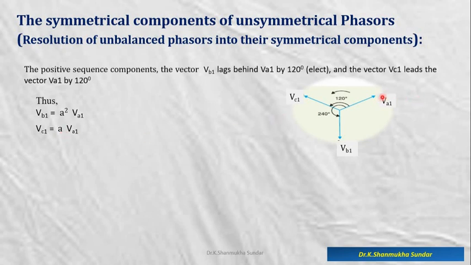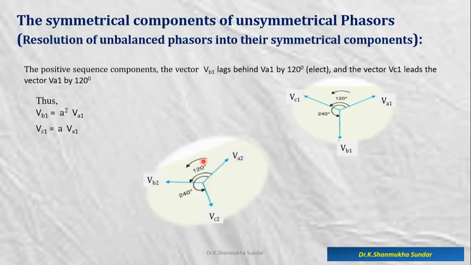So when we multiply this VA1 with A, this vector will be rotated through an angle of 120 degrees. So that makes the vector equal to VC1. Is it clear? Now this is from positive sequence component. Now let us see here the negative sequence component.